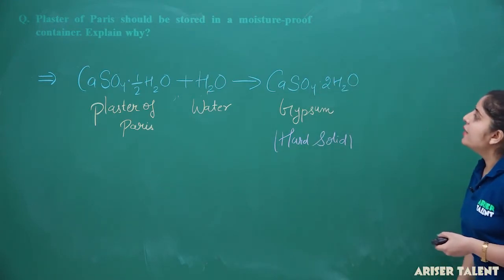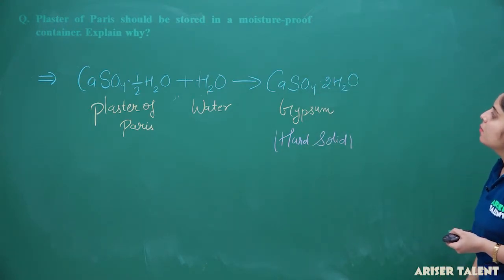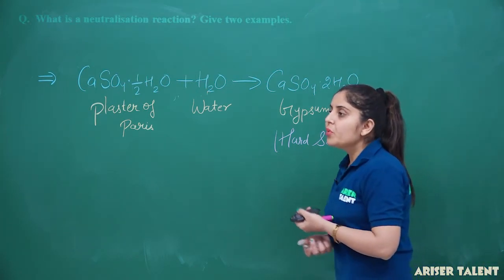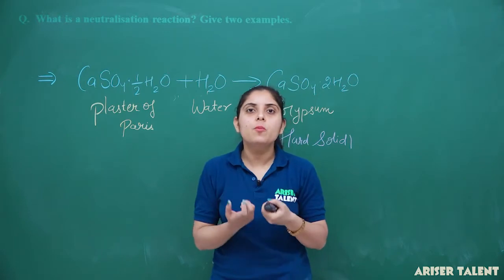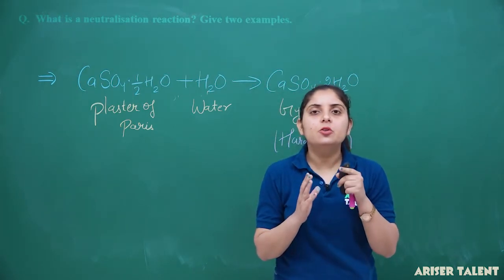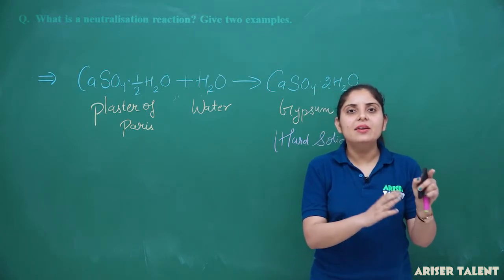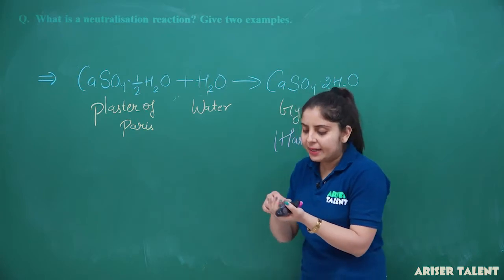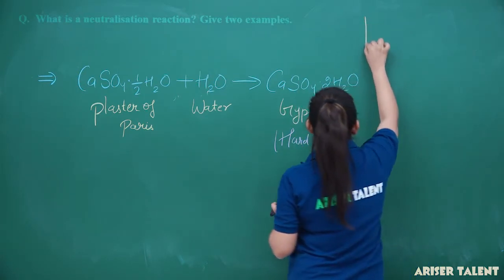Now we are on our next question. What is a neutralization reaction? Give two examples. This reaction we have discussed many times in our class. Neutralization reactions are basically those reactions in which an acid reacts with a base to form salt and water. We have many more examples in this category. So we have the solution of this problem here.